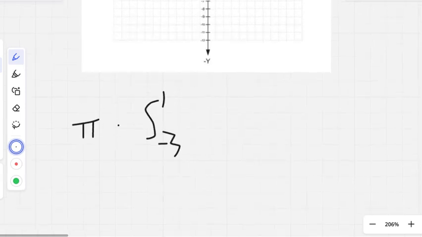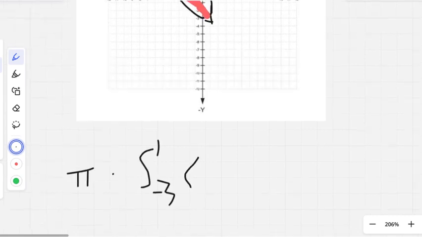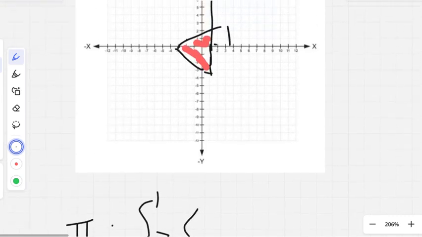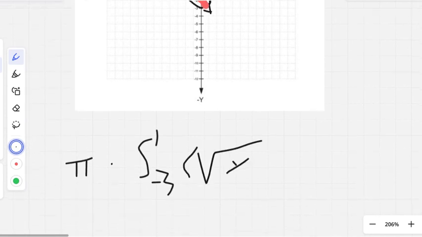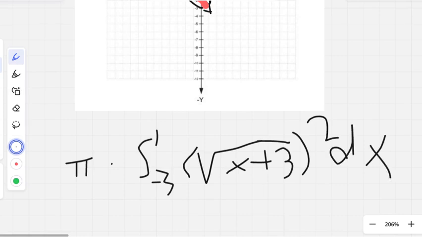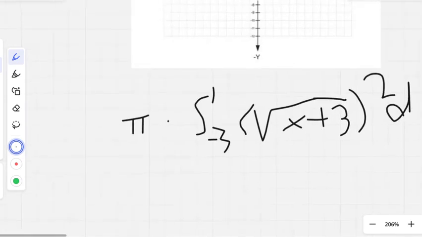Then for our volume, we're going to use disks. So that's going to be pi r squared, but the pi is already drawn out of the integral, so we just need r squared. The r is the height of the function, which is root x plus 3. Because it's r squared, we're going to square that, and then times dx, because we're going across the x-axis. X is our changing variable.